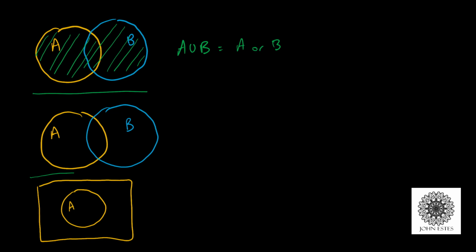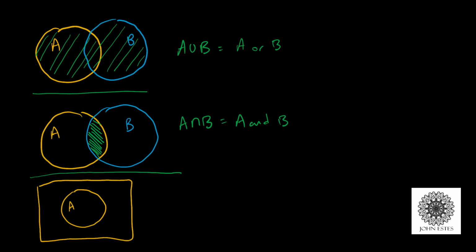Now, secondly, if I take this same picture, so I have A and B, and this time I only want to look at the overlap here. So what's in the middle? Okay, so I write that like this, and it's read A intersect B, the intersection of A and B. And what that means is it's the stuff that's in A and the stuff that's in B.